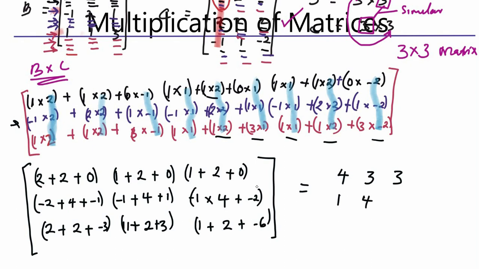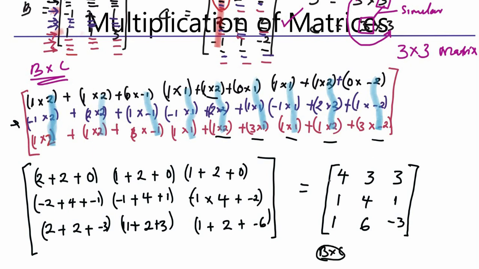Then minus 1 plus 4 is 3. 3 plus minus 2 is 1. We have 2 plus 2, which is 4. 4 plus minus 3 should give us 1. We have 1 plus 2, which is 3. 3 plus 3, which is 6. 1 plus 2, which is 3. 3 plus minus 6 should give us minus 3. And this becomes the solution for our matrix B multiplied by C, B times C.